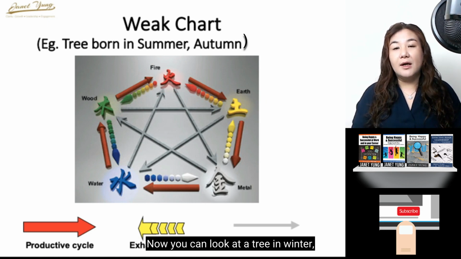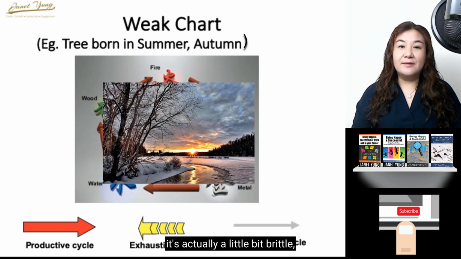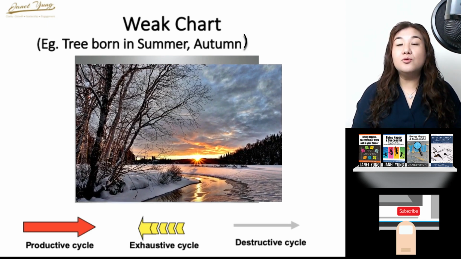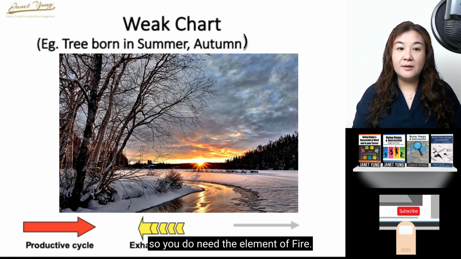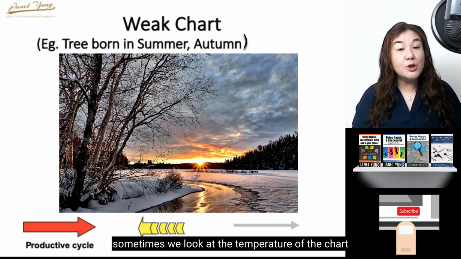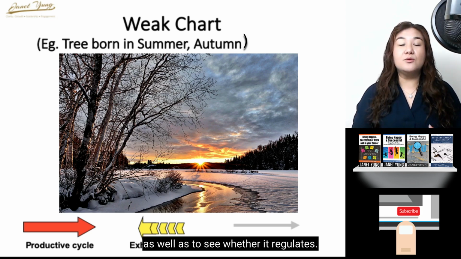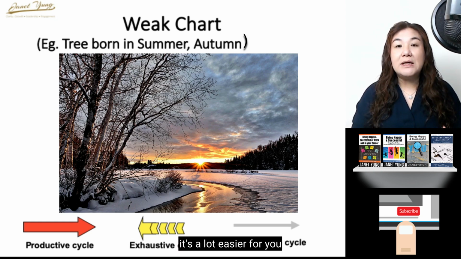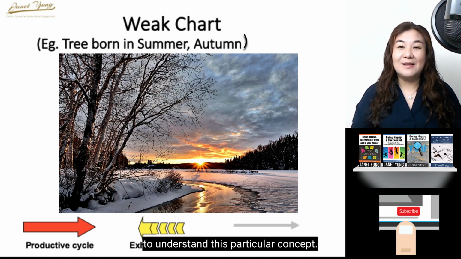Now you can look at a tree in winter. It's actually a little bit brittle, so you do need the element of fire. So when we look at strong or weak charts, sometimes we look at the temperature of the chart as well, to see whether it regulates. So if you have a picture in mind, it's a lot easier for you to understand this particular concept.